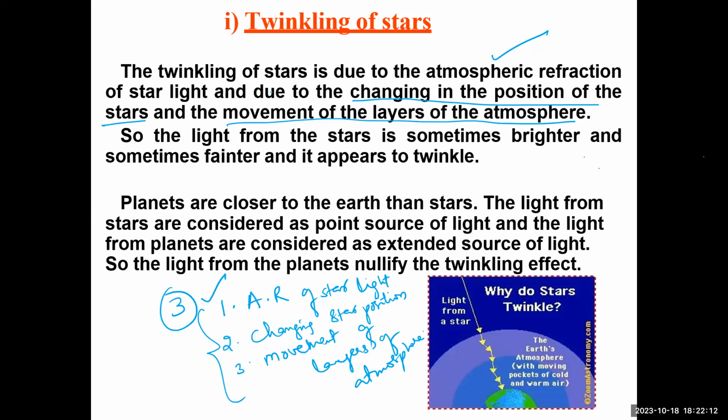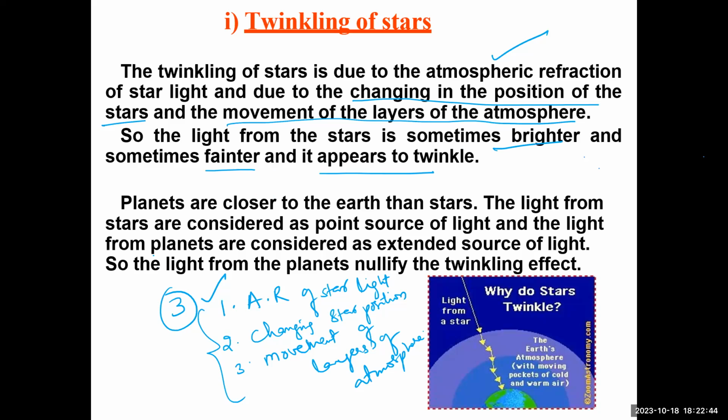Because of these reasons, the light of the star is sometimes brighter and sometimes not that bright. Sometimes the star will be brighter and sometimes fainter. Fainter means it will not be much brighter. And this brighter and fainter variation makes the star appear as if it is twinkling.